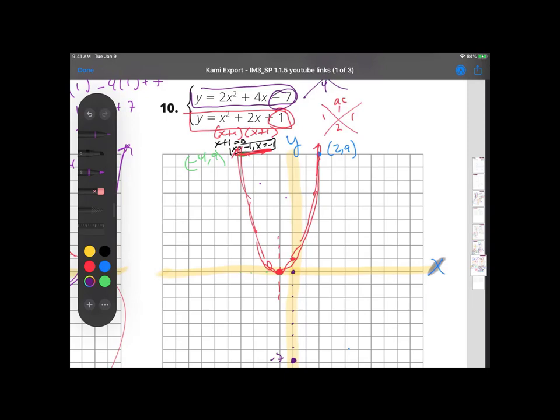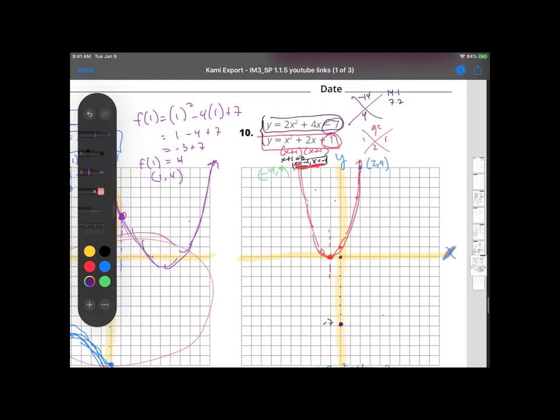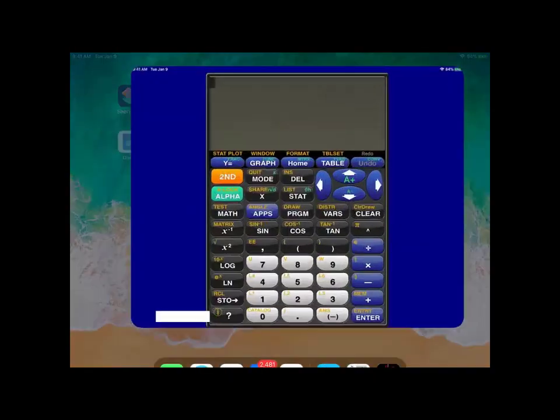I know the graph is going to open up. Remember, that's not my vertex, but we can just kind of expect my graph to kind of go through that point. Now it looks like it's touching all the way, but I'll show you when we use the technology that those are our 2 points of intersection. Okay, so let's go ahead and graph those.